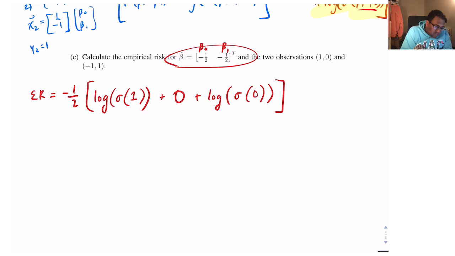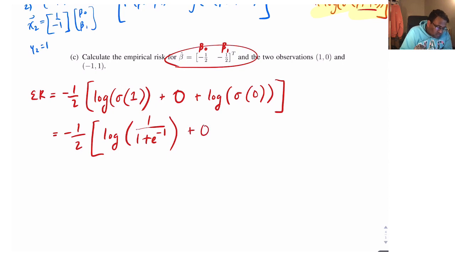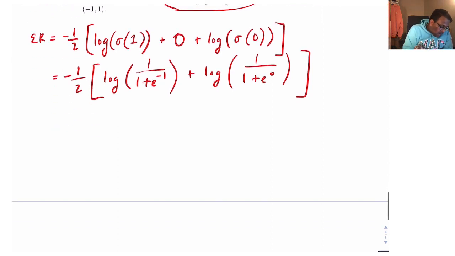Just because it's not too difficult, let's actually simplify this so that you can see that it matches what the solutions have. I can write this as -1/2. What is the log of sigma of 1? That's just the log of 1 over 1 plus e to the -1, plus 0, which we can drop, plus the log of 1 over 1 plus e to the 0. Great. Now we can use log rules, and specifically the fact that the log of a over b is equal to the log of a minus the log of b. We will use this fact now.